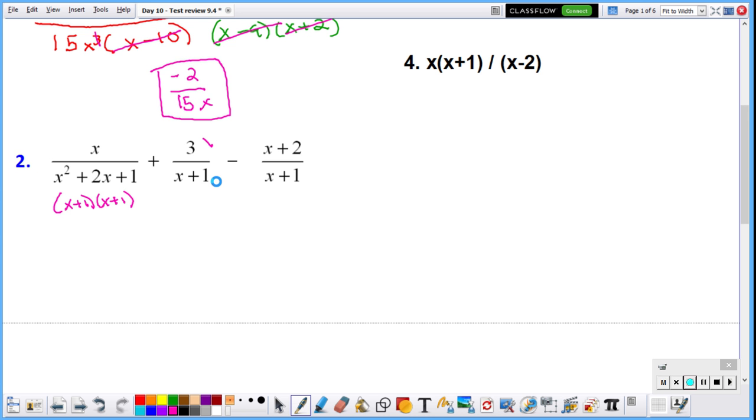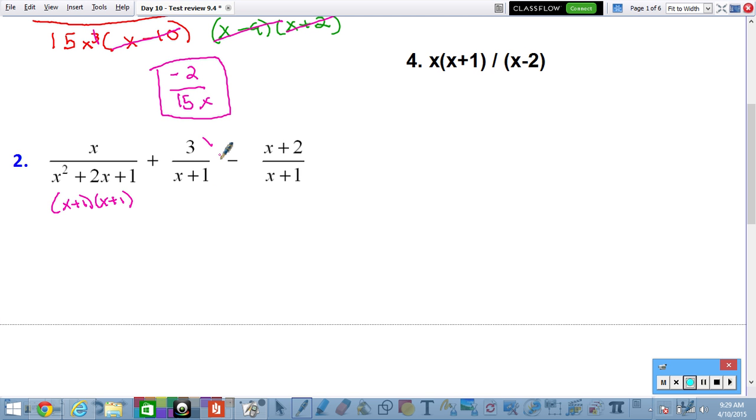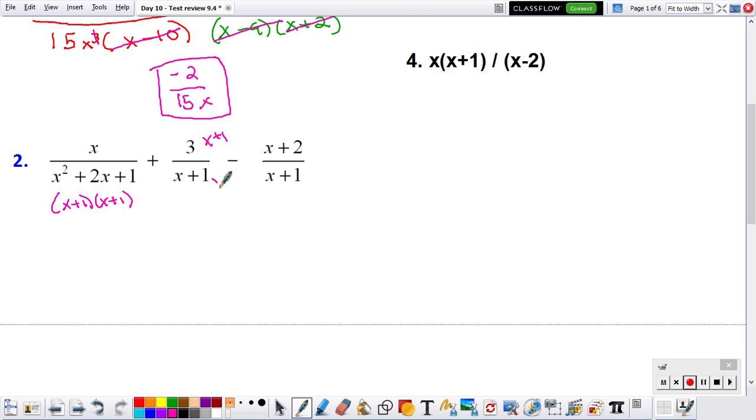So we'll switch colors. So now the first fraction is x over x plus 1, x plus 1. The second fraction is going to be 3x plus 3 over x plus 1, x plus 1. Minus, now I need to multiply these 2 binomials together, and that would give me x squared plus 3x plus 2 over x plus 1, x plus 1. Now I want to make sure I subtract everything in this third fraction, so what I'm actually going to do is I'm going to change it to addition and distribute the negative.